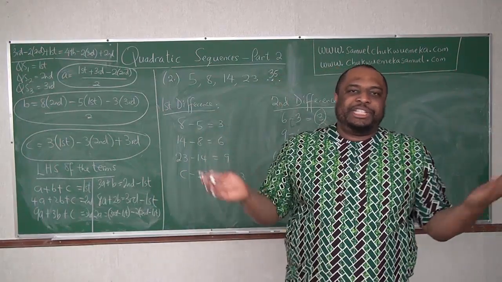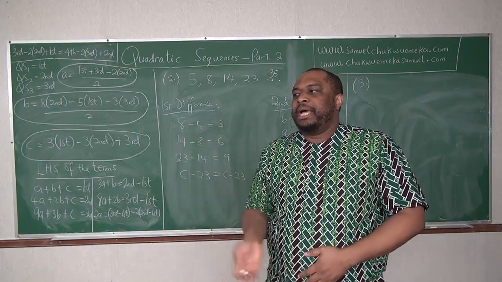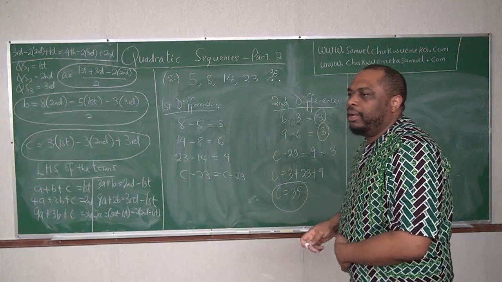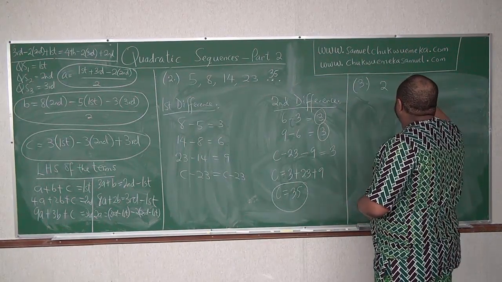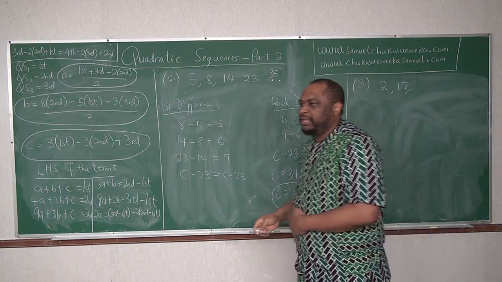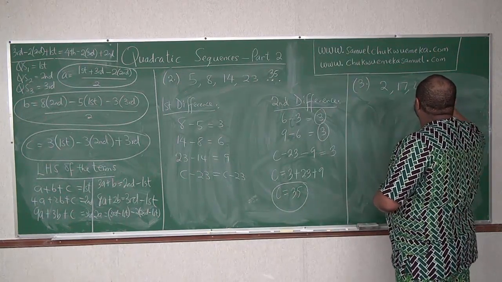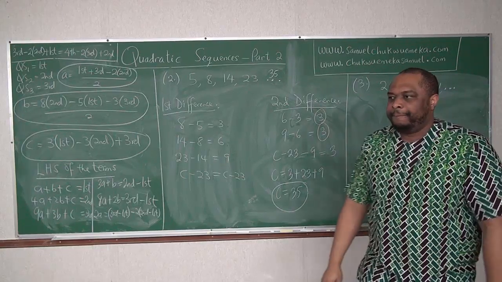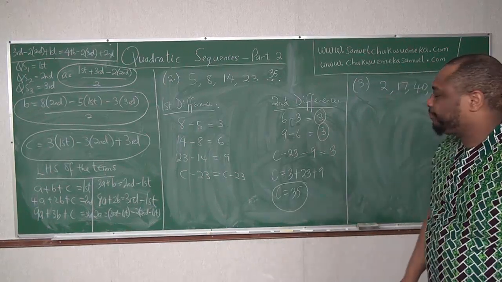I call it the general term. That's what I call it. I also use that, but you can also call it nth term. So we have 2, 17, 40, 71. I like to separate this with comma, even though they don't separate it with comma. They want us to find the nth term of this sequence.